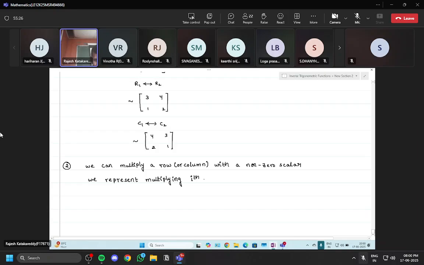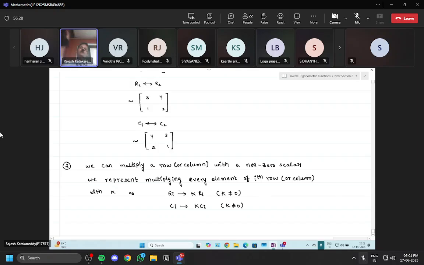We represent multiplying every element of the ith row or column with k as Ri changes to k times Ri. Two sides means interchange, one side means Ri changes to k into Ri. Here k is a non-zero scalar; k cannot be 0. Similarly for a column, I can write Ci changes to k times Ci. So k is a non-zero scalar. We are allowed to multiply the entire row or the entire column with a scalar.